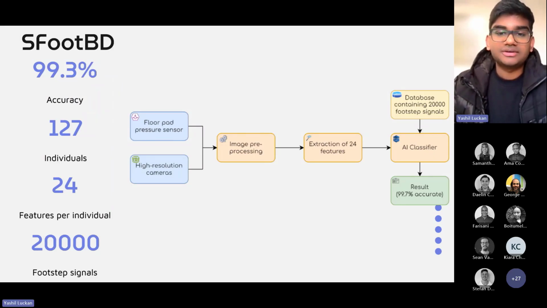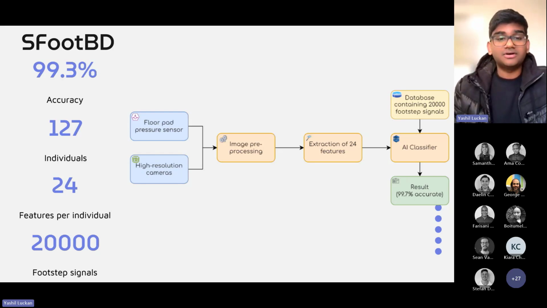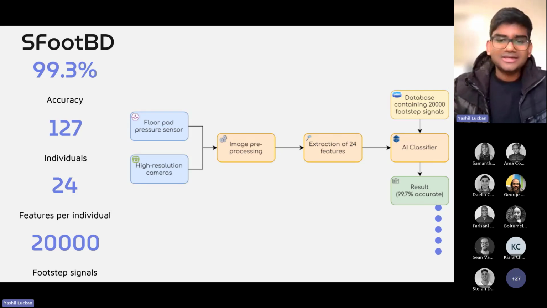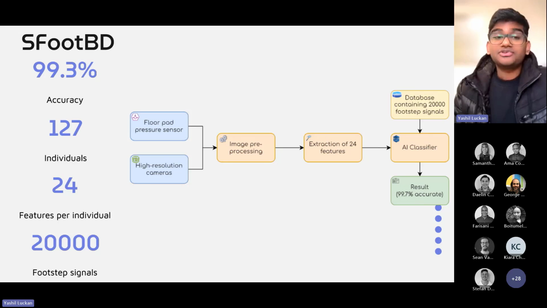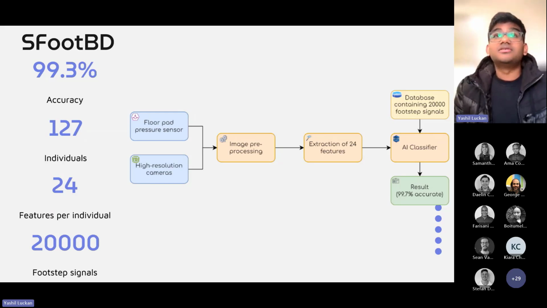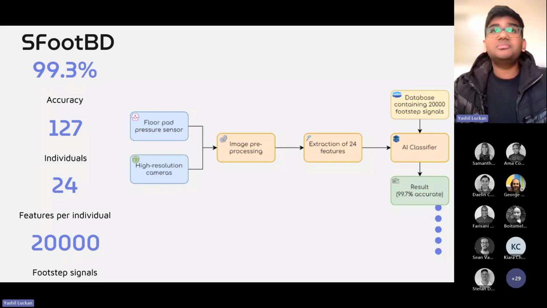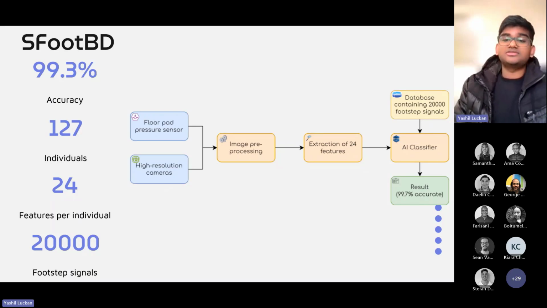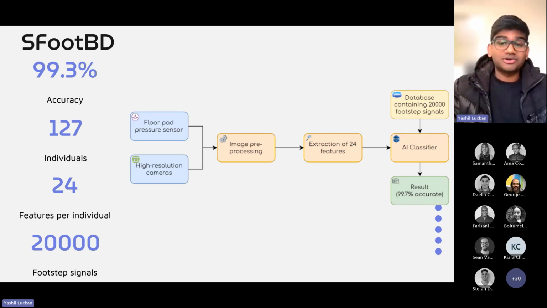But what about the accuracy? Researchers at the University of Manchester have actually developed an AI-powered gait recognition system called SFootBD, which contains around 20,000 footstep signals from 127 different individuals. The system uses a pressure plate and high-resolution cameras as well, combined with an AI model that takes into account around 24 different factors and movements when walking. Together, the system actually achieved a crazy accuracy of 99.3%.